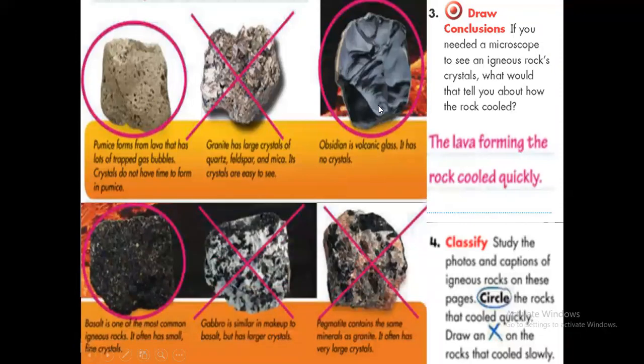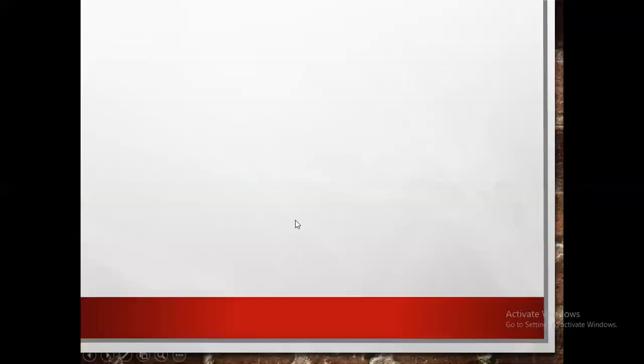Check the examples of rocks here: pumice, granite, obsidian, basalt, and pegmatite. Pumice doesn't have time to make crystals, so it cooled quickly. Granite has large crystals, so it cooled slowly. Obsidian has no crystals at all, which means it cooled very quickly. And so on.